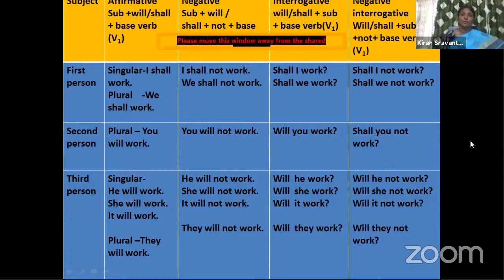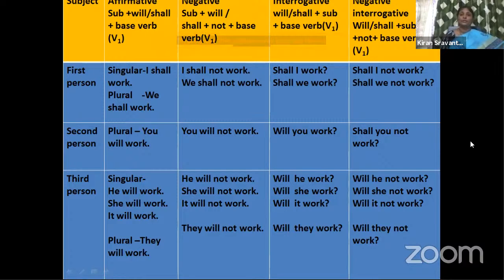Coming to the affirmative statement, how do we write it? I shall work. We shall work. Second person, you will or you shall work. So we can use will or shall. Then third person: he will work, she will work, it will work. And coming to the third person plural, they will work.